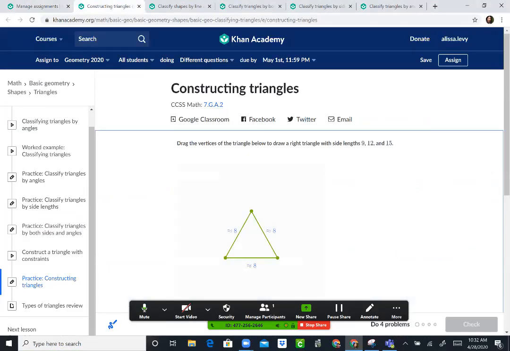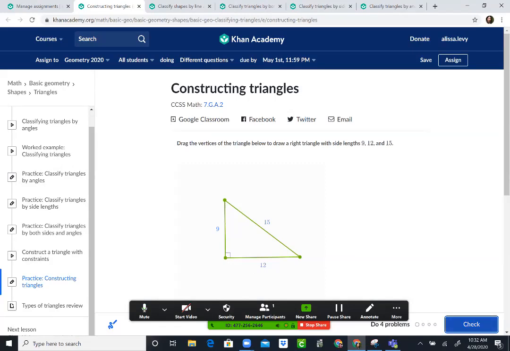They're going to give you a particular type of triangle to draw or some specifications on how the triangle should look, and then you're going to create that particular triangle. So on this one, it says, for example, drag the vertices of the triangle below to create a right triangle. So it's going to have an L shape in there somewhere with side lengths 9, 12, and 15. So I'm first of all going to need to have a right triangle. And then I need 9, 12, and 15. I'm going to make my bottom side 12. And then I'm going to make this side 9. And then I've got my 15 automatically.